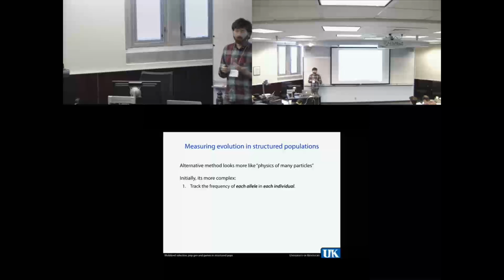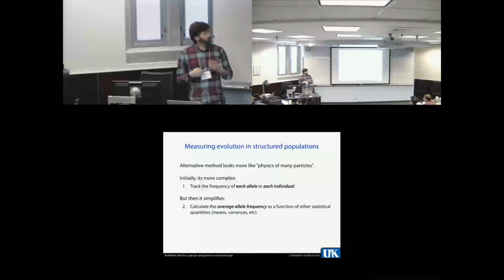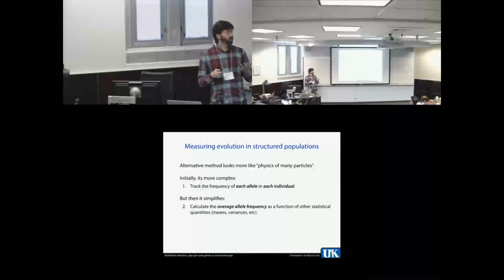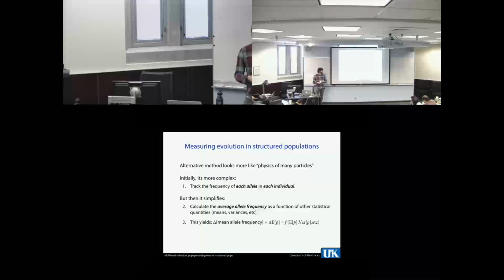So initially, these kinds of models are more complex because you have a state variable for every single individual in every single population. But they tend to simplify pretty rapidly because what you can end up doing is calculating the average frequency across the whole population, across all sets of subpopulations. And that average frequency becomes a function of other statistical quantities. So it becomes a function of the variance in that frequency across all of those populations, and then maybe a third statistical moment and a fourth statistical moment.